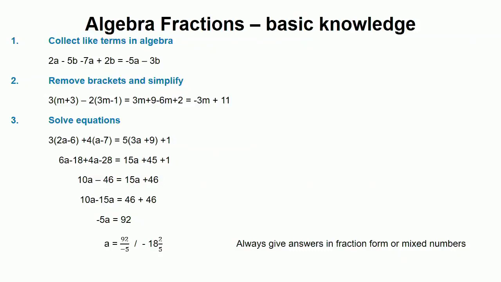Now I have to get the a alone. So this is not adding, it's now multiplication. I multiplied the minus 5 with the a. Minus 5 times a. So I divide with minus 5 on the left. I divide with minus 5 on the right. On the left it cancels. On the right I've got 92 on minus 5. And always give your answer as a mixed number. 5 goes into 92 18 times. 18 times 5 is 90. So there's 2 left. 2 what? 2/5. Minus 18 and 2/5.